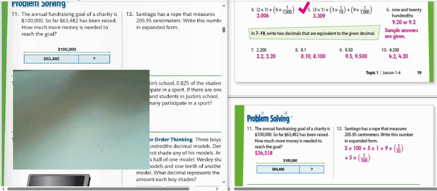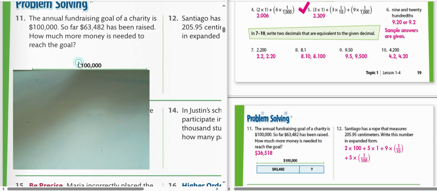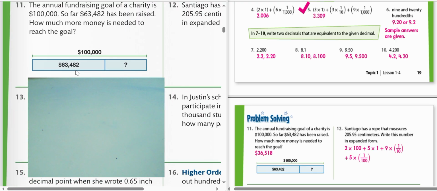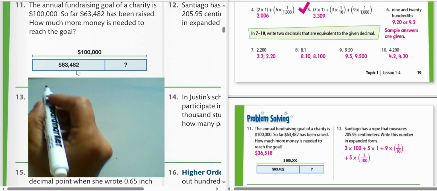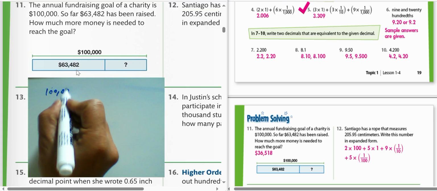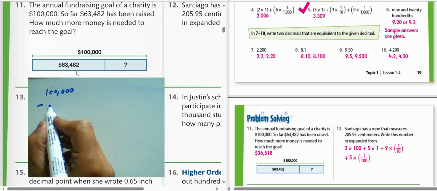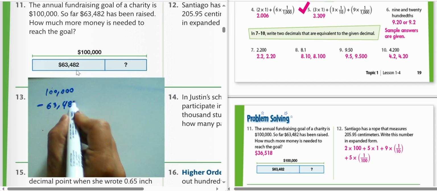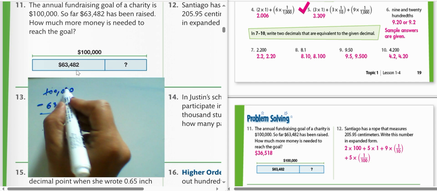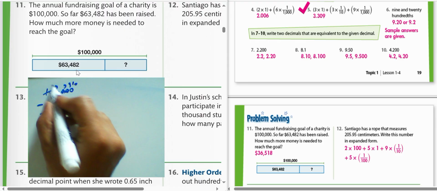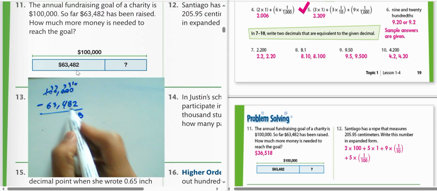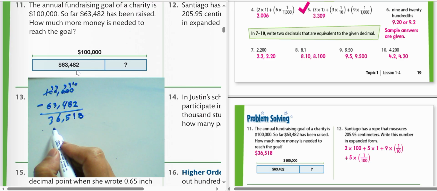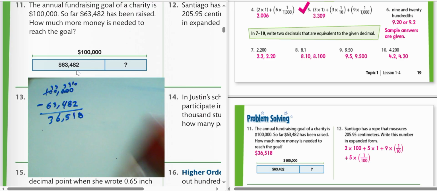Okay, we have 100,000 and 63,482. We can write 100,000 subtract 63,482. Borrowing 1, it will be 10 and 9 and 9 and 9 and 9. 10 minus 2 equals 8. 9 minus 8 is 1. 9 minus 4 is 5. 9 minus 3 is 6. 9 minus 6 is 3. The result will be 36,518.